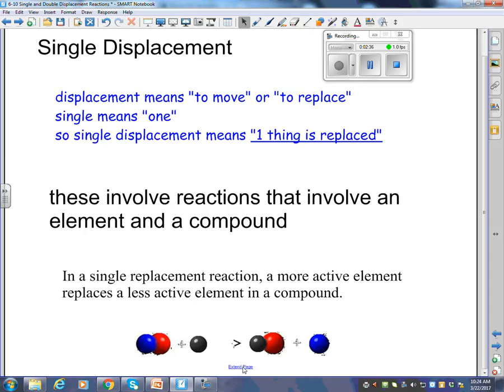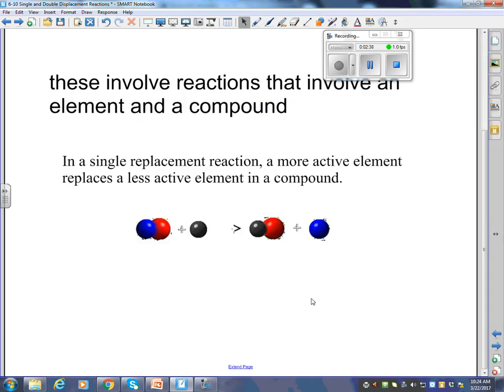So, in this picture down here, I'm just going to put it in the middle of the screen. Here I've got the blue and the red. That would be your compound, your two things together, your peanut butter and jelly sandwich. Plus, there's this black one here. The black one is more active. The red element prefers the black one.